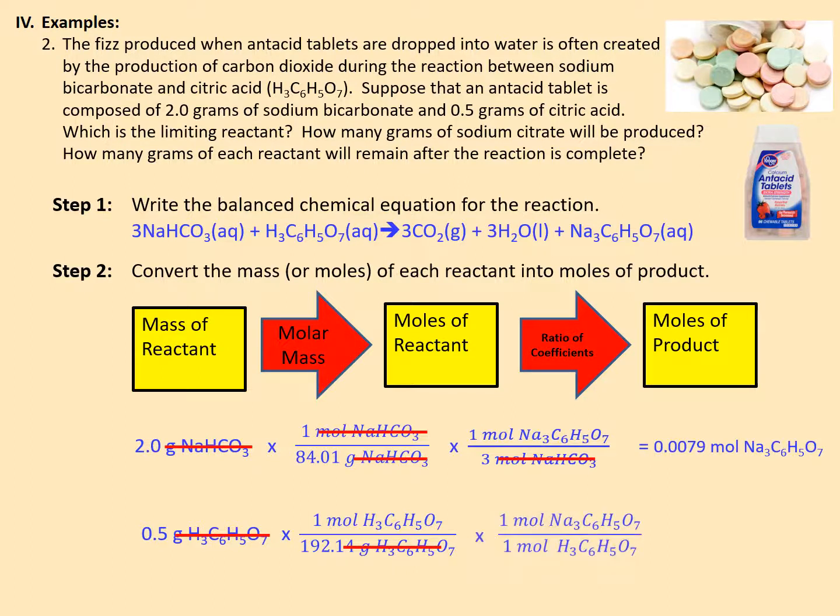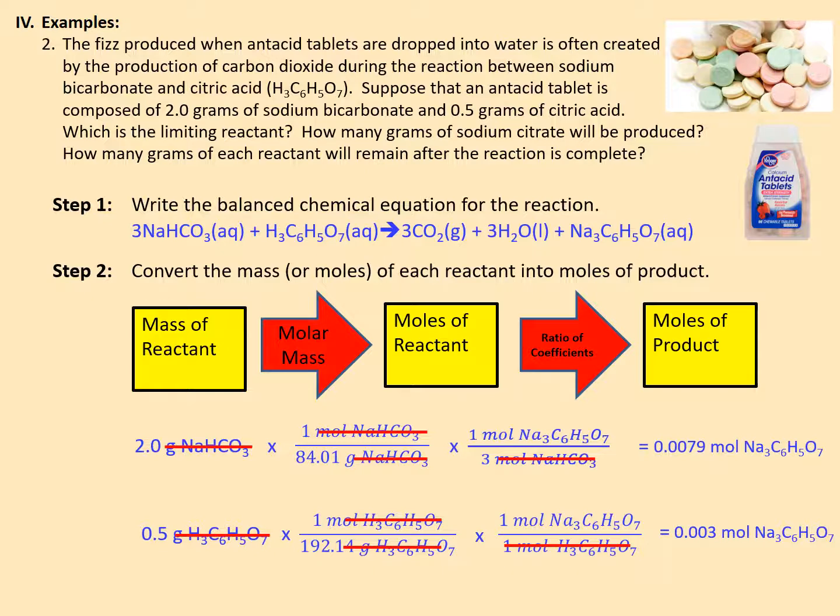Okay, we will then use the ratio of coefficients from the balanced equation, which tells us that we get 1 mole of sodium citrate per every 1 mole of citric acid that reacts. And then finally, doing the number crunching, we end up with about 0.003 moles of sodium citrate.